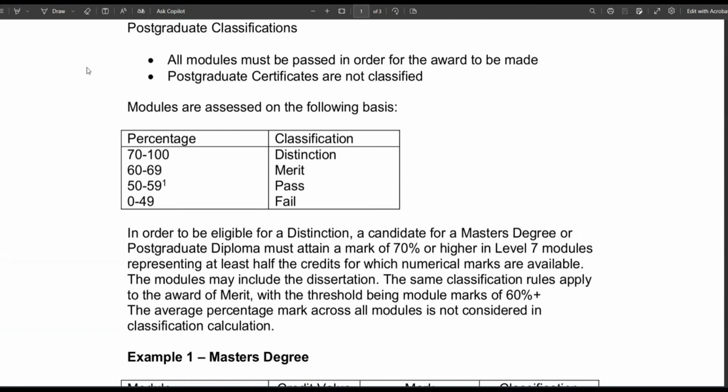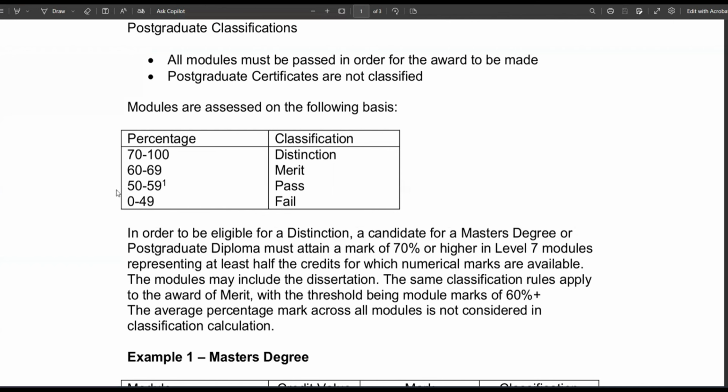As you can see, we have four classifications: distinction, merit, pass, and fail. If you have a percentage of 70% and above, you fall under the classification of distinction. If you have 60% to 69%, you fall under merit. If you have 50% to 59%, you fall under pass. And anything below 50% is a fail.